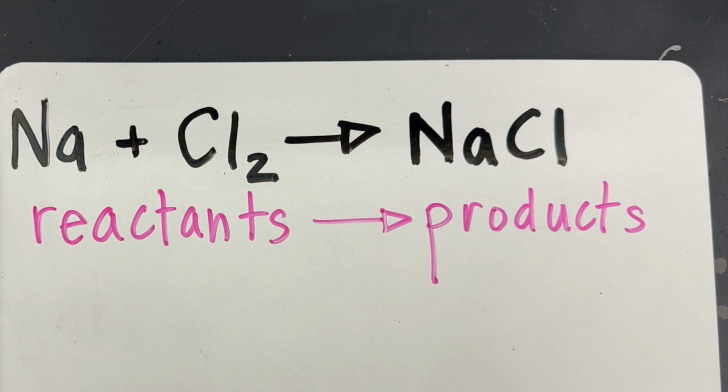This lesson talks about the law of conservation of matter, or conservation of mass. It simply means that matter can't be created or destroyed. You can only change its form. So the mass of the starting substances, which we call reactants, has to be equal to the mass of the ending substances, which we call products.